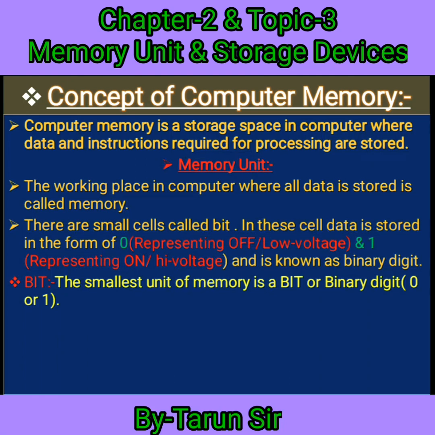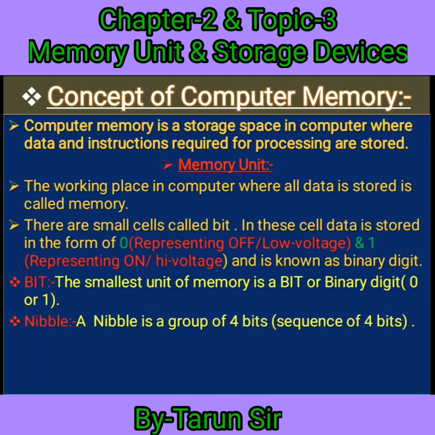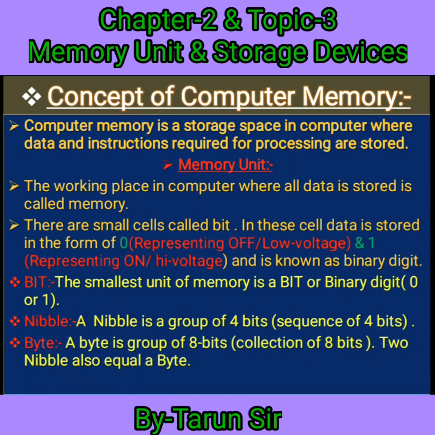Next, bit. The smallest unit of memory is a bit or binary digit that is represented by 0 or 1. And next, nibble. A nibble is a group of 4 bits, a sequence of 4 bits. And next, byte. A byte is a group of 8 bits, or a collection of 8 bits, and 2 nibbles also equal a byte.